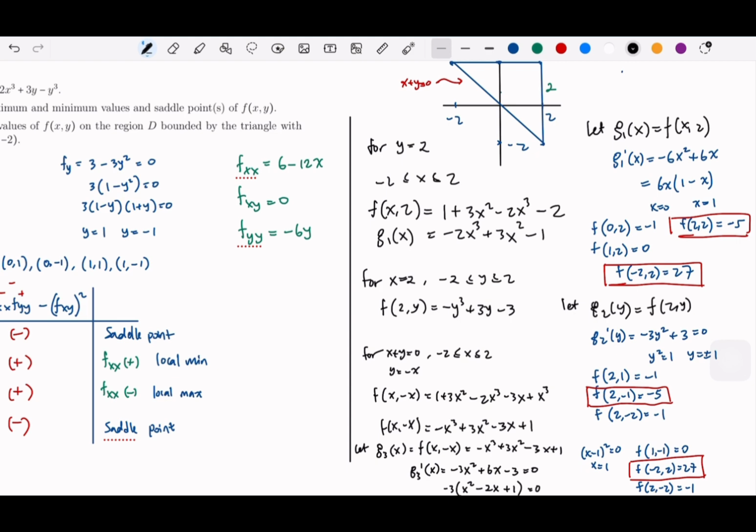So 1, negative 1, we check the result is 0, and the rest will be the same because we have done this, so they also have the same. So we have 27 as our max, and negative 5 as our minimum, right? So these 2 points, 2, negative 1, and 2, 2, they have the same negative 5.